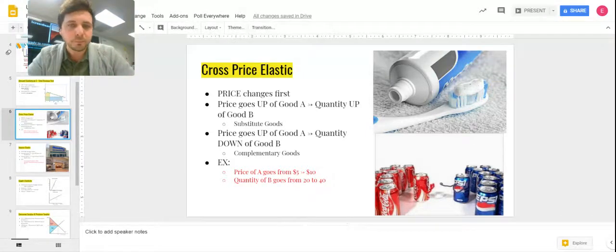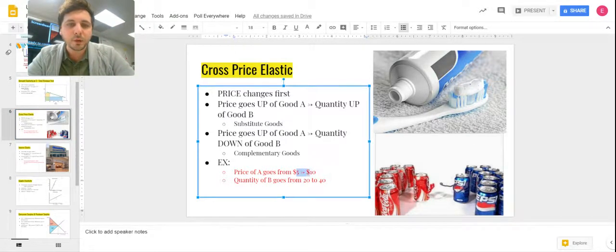Let's try an example here. Our price for A goes from $5 to $10. It's a positive number, right? But the quantity of B goes from 20 to 40. What's going to happen there? That's also positive. They're moving in the same direction. That's going to kick out a positive coefficient, which means we have substitute goods on our hands. This should make logical sense. When the price of one good goes up, people are going to demand more of its competitor. Okay, hopefully that made some sense.